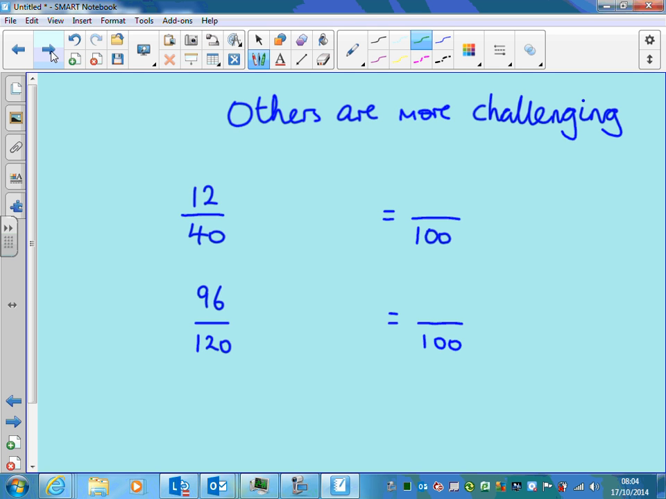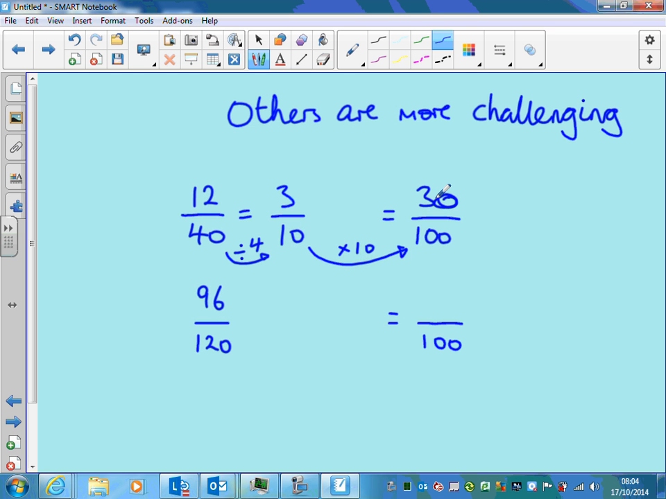But one way you can approach a question like this is to take it in more than one step. Because what you can do to 40 is divide it by 4 to make 10. And once you're on 10, of course, you can then times by 10 to make 100. 12 divided by 4 in the first step is 3, and then 3 times 10 is 30. So it turns out 12 over 40 is the same as 30 over 100. Similarly with 120, not quite so easy.